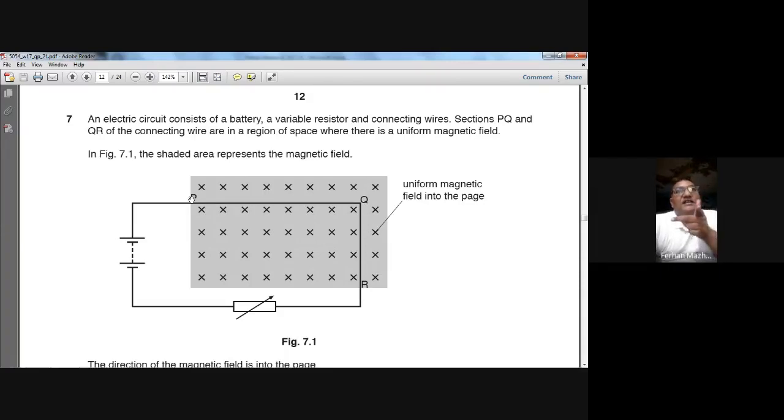the magnetic field is into the page. The current is going from P to Q. My thumb is pointing towards the top of the page, so it will experience a force towards the top of the page. And in the QR, the current is going downwards from Q to R. Magnetic field is into the page, and my thumb is pointing towards the right of the page.